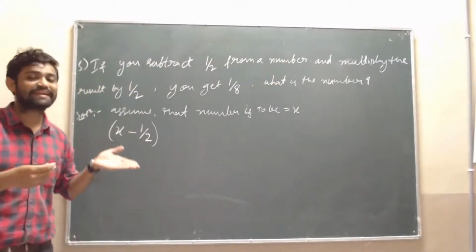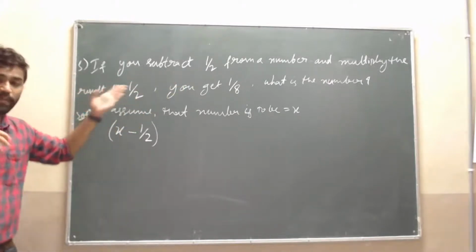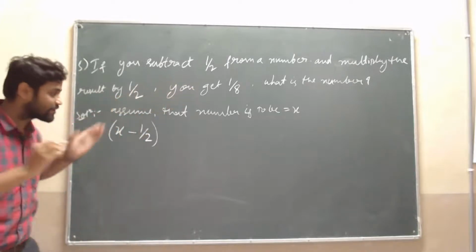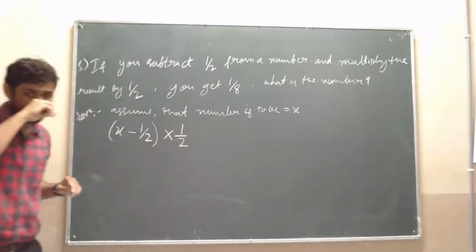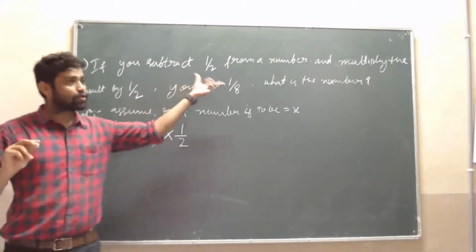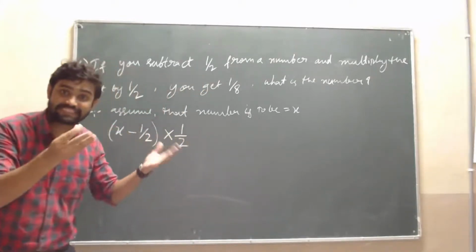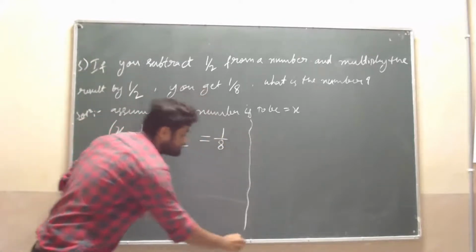Sir, how the result? Just simple. Simply just multiply 1 by 2. See, I will multiply 1 by 2. Okay, then you will get 1 by 8. The answer is 1 by 8.